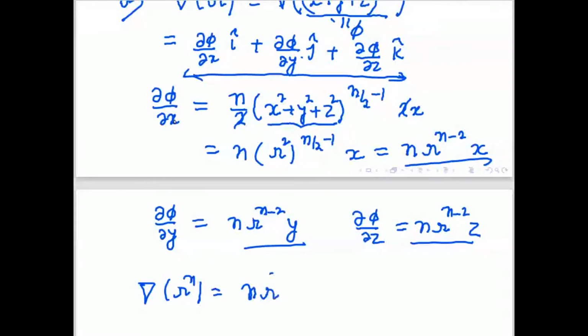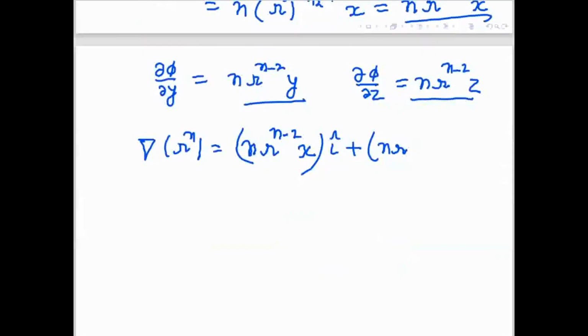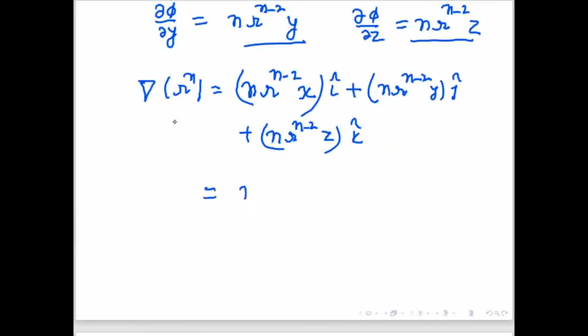This will give n r to the power n minus 2 into x, that is del phi by del x, I cap, plus n r to the power n minus 2 into y, it is j cap, plus z, it is k cap. So I replaced all values of del phi by del x. Now what is common? I will take that common. n r to the power n minus 2 is common. What will be left? It will be left like this.